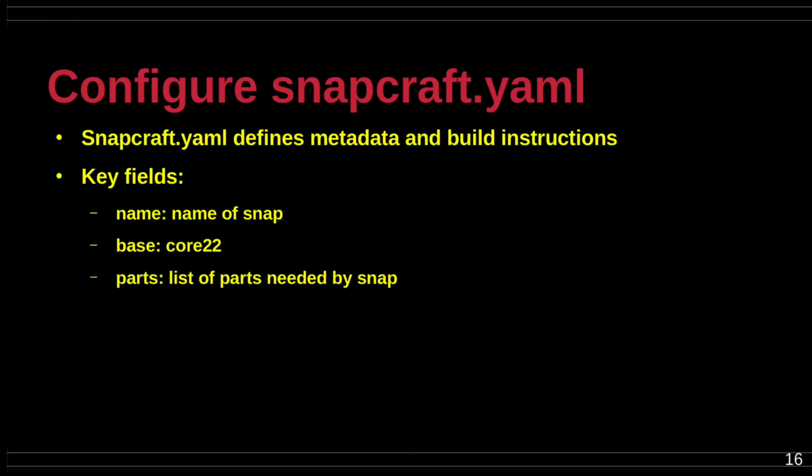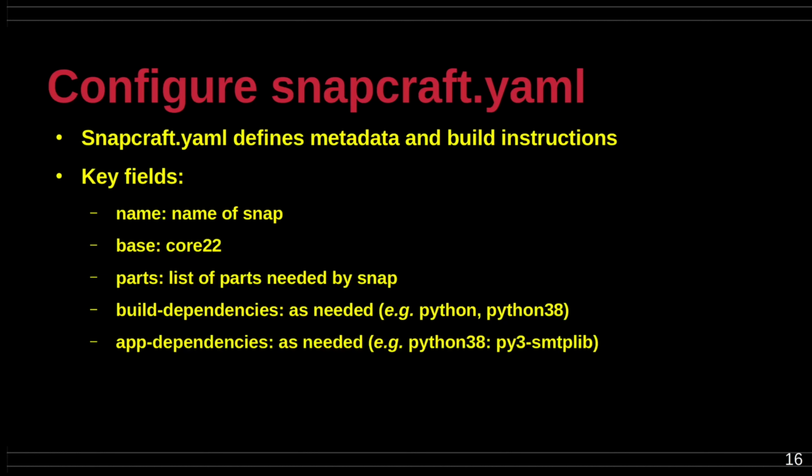Build dependencies. Lists dependencies, if any, needed during the build process. App dependencies. Lists runtime dependencies of the snap. Arch. Specifies the target architecture for the snap. Confinement. Specifies the confinement level of the snap. It is either strict or dev mode.